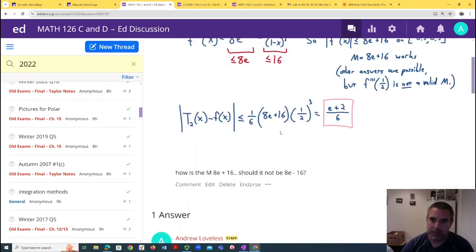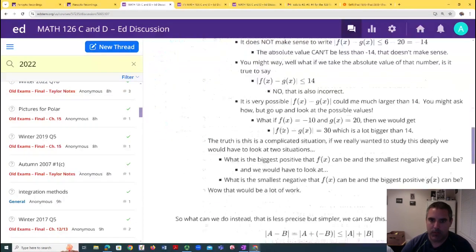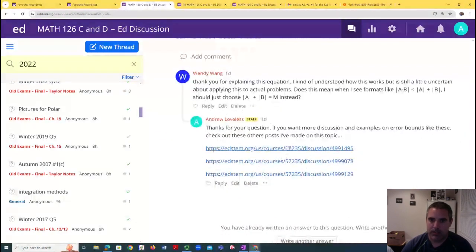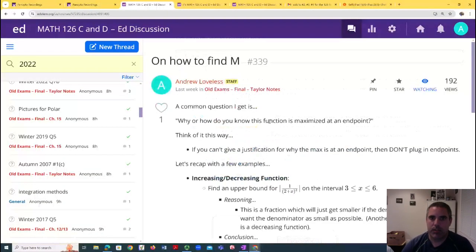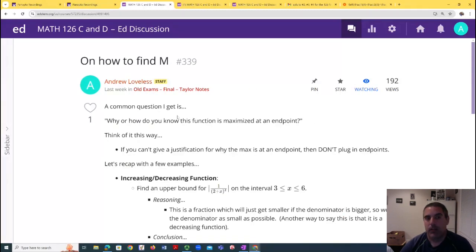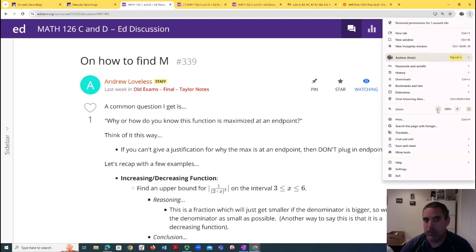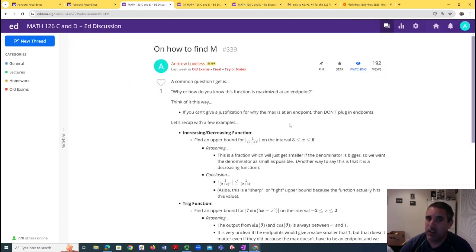So I already posted this link. I'm just adding a comment. I have a long discussion here about this, posted about it a few times. But let's pull up one particular thing. So how do we find M? A common question is, how do we maximize? That's kind of an overarching problem or theme some students are having, is they've forgotten how to optimize. But there are some shortcuts, and we've been talking about those.